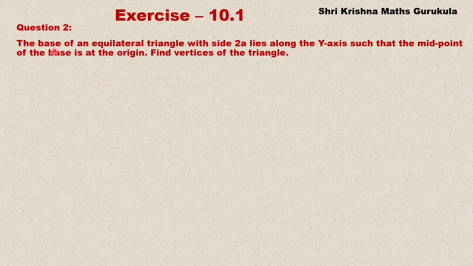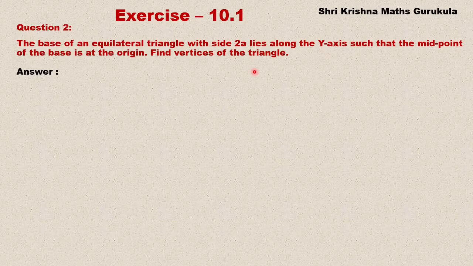Now we are solving question number 2, and the question goes like this. The base of an equilateral triangle with side 2a lies along the y-axis. There is an equilateral triangle whose sides are of length 2a. The base of the triangle lies on the y-axis such that the midpoint of the base is at the origin. Find the vertices of the triangle. We need to find the vertices of the triangle given this data.